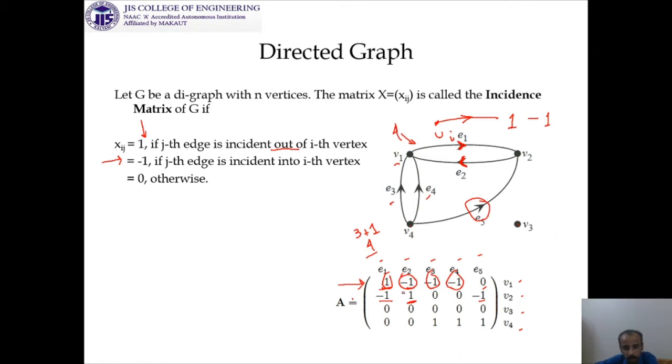Now if you take the column-wise representation, E1 has 1 and minus 1, E2 has 1 and minus 1, meaning all these edges give one in-degree contribution and one out-degree contribution. But what is this? This is 0 0 0 0 0. This means the degree of V3 is 0. This means V3 is an isolated vertex, and from the figure it is also clear.